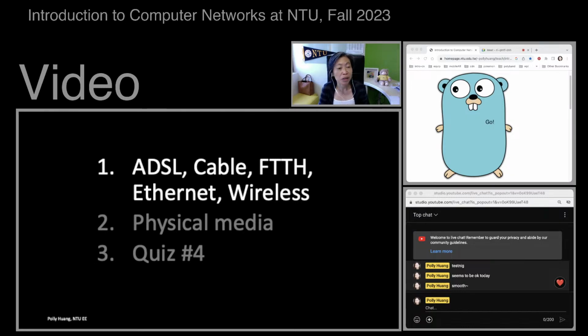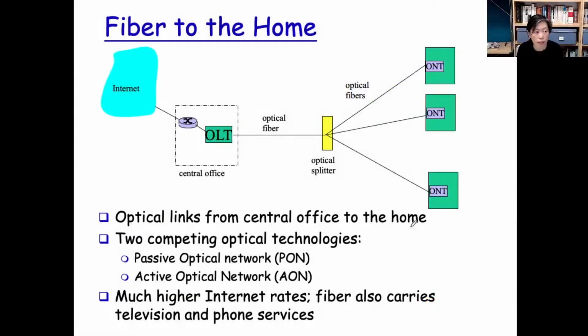So we talk about this third kind, FTTH, fiber to the home. This one offers higher throughput and dedicated access. So this video is about 5 minutes. Fiber to the home. This is the third access net technology.